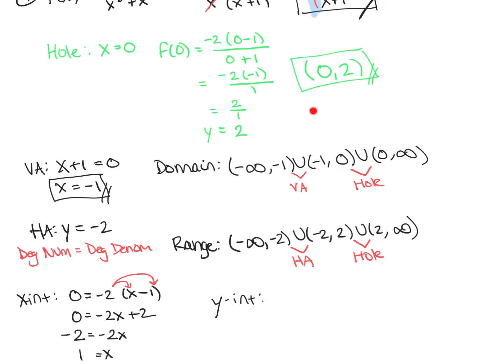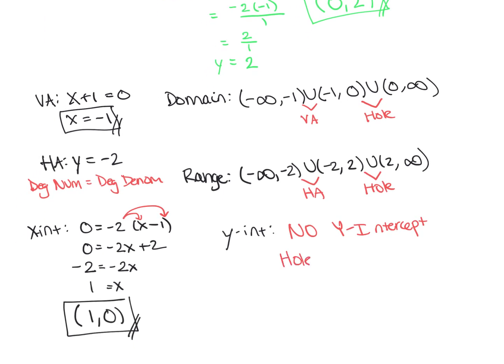But since we have a hole here, that's an open point, it means we're not going to have a closed point on our y-axis. So for the y-intercept, I'm just going to say that there's no y-intercept. And the reason for that is that we have a hole when x is equal to 0. So normally the way that we would find our y-intercept is plugging in 0 for x, but we've already done that. So sometimes you'll have an intercept, sometimes you won't, and that's okay. But these are all of our features.